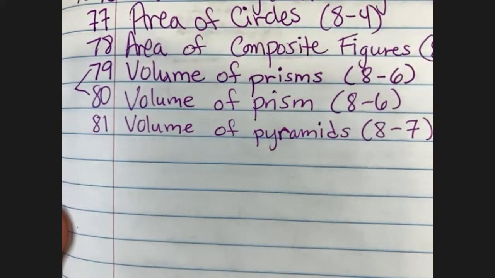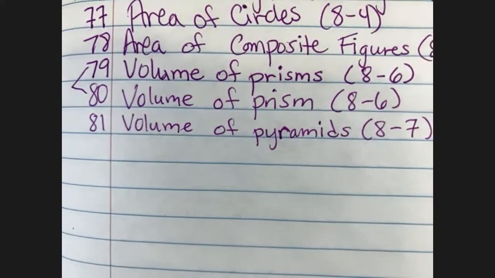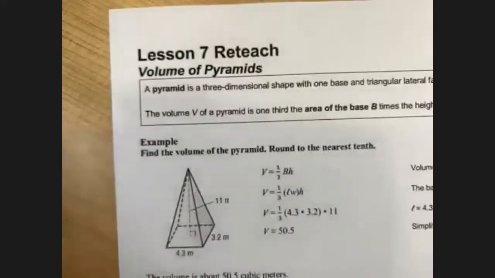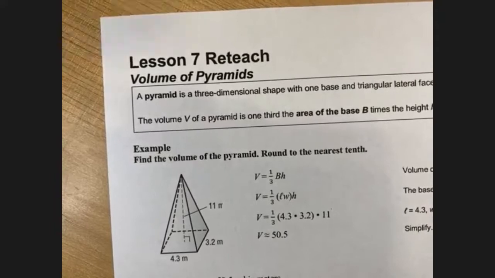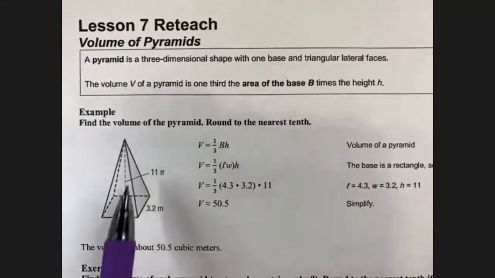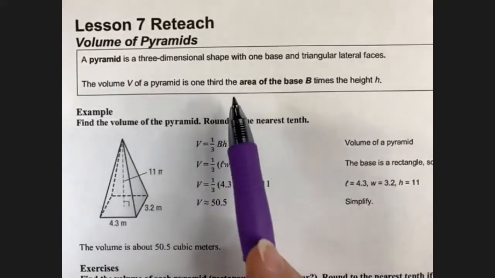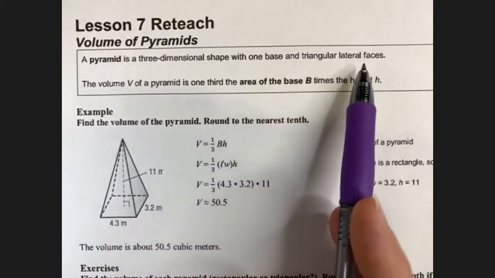When you think of pyramids, we think of Egyptian pyramids, because of those pictures you've seen in different textbooks over the years. That's what you think of in your head as an Egyptian pyramid. Here's a pyramid example right here. A pyramid is a three-dimensional shape. It's 3D again, with one base, and it has triangular lateral faces.